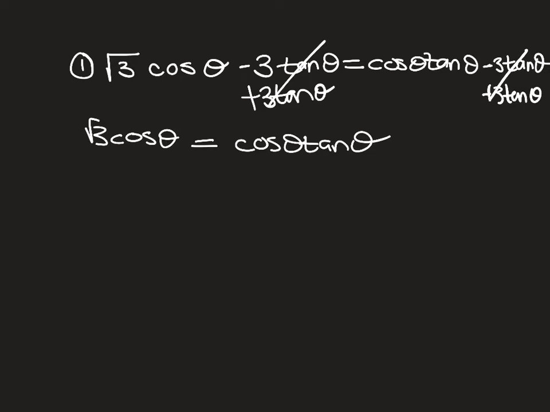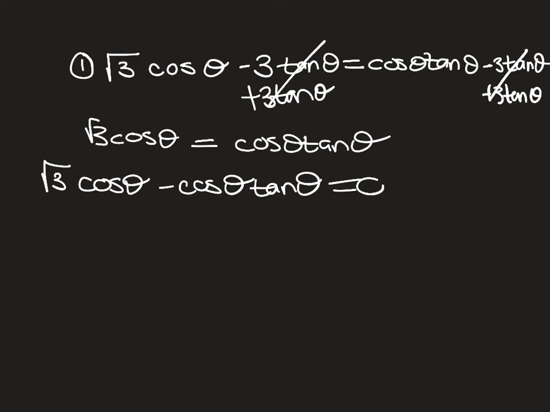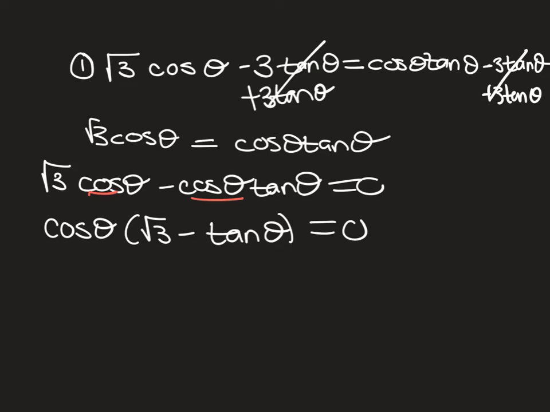It's never a good idea to divide by a trig function because when you do, you cancel out answers. So rule of thumb, don't divide by a trig function. Just put them on one side so maybe you can do some other kind of math. So I'm going to subtract the cosine theta tangent theta over to the other side. Now both of my terms have a cosine in them, so I'm going to factor out the cosine. I'm left with a root 3 minus a tangent theta, and it equals 0.